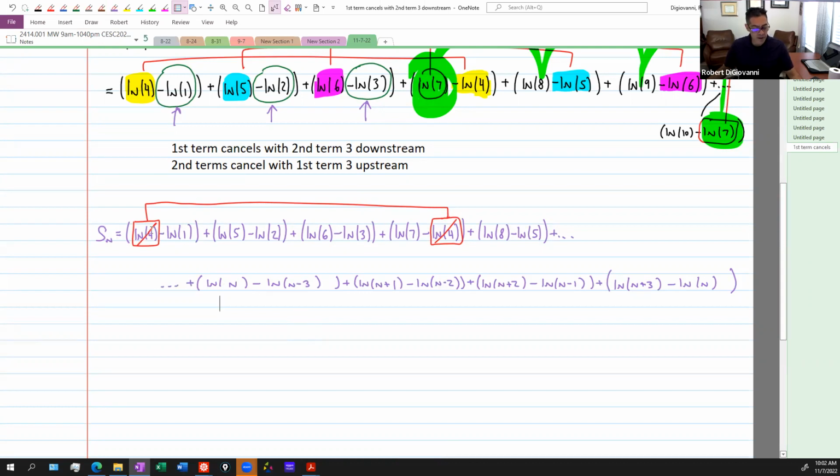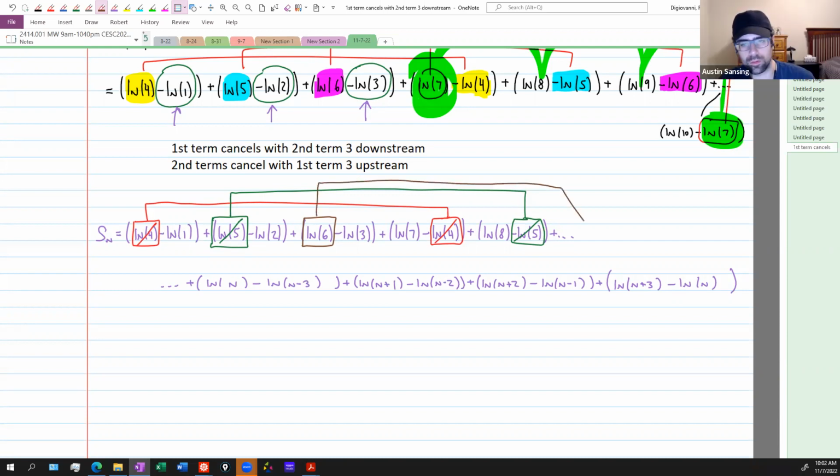So that first term here canceled with the second one 3 down. How about this natural log of 5? Does it have something to cancel with? Well, 3 down, second term, they canceled. How about this next first term, natural log of 6? Does it cancel? Is there a second term 3 down from that? Yes. Somewhere in this dot, dot, dot, the natural log of 6 is being subtracted. So that's going to go away.